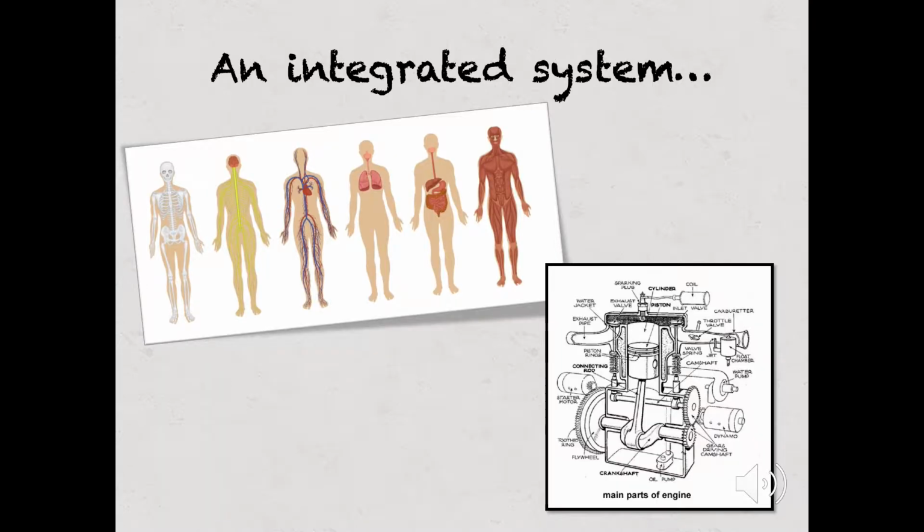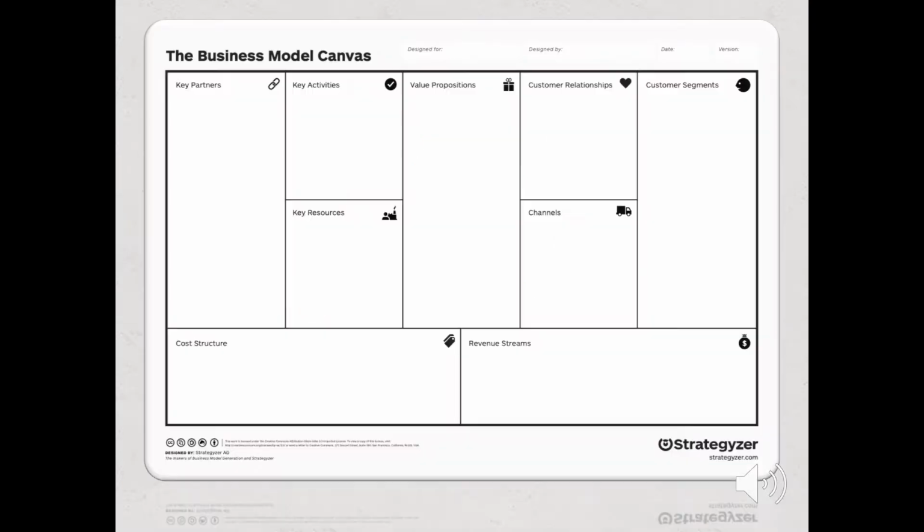You can also think of a business model as an integrated system of how the business works. So just like the human body is comprised of different functions such as digestion, respiration, blood circulation, and just like an engine has different components that work together to generate energy, you can think of a business model as the ways that the various different functions of a business work together in order to generate something useful for its customers. We use the business model canvas as a tool for mapping out these various functions.